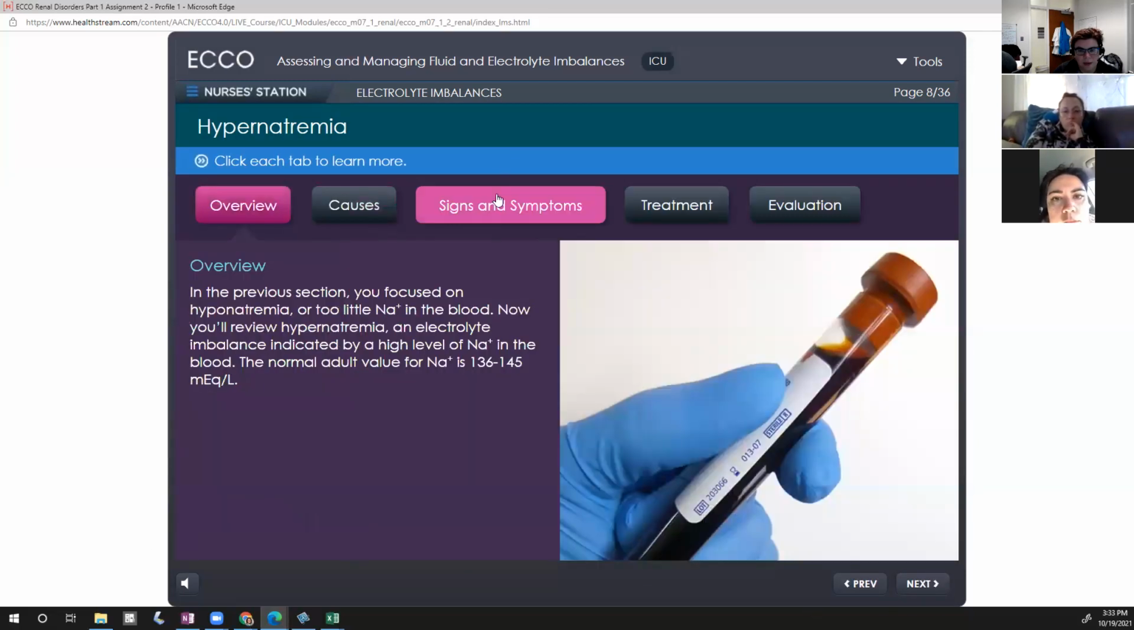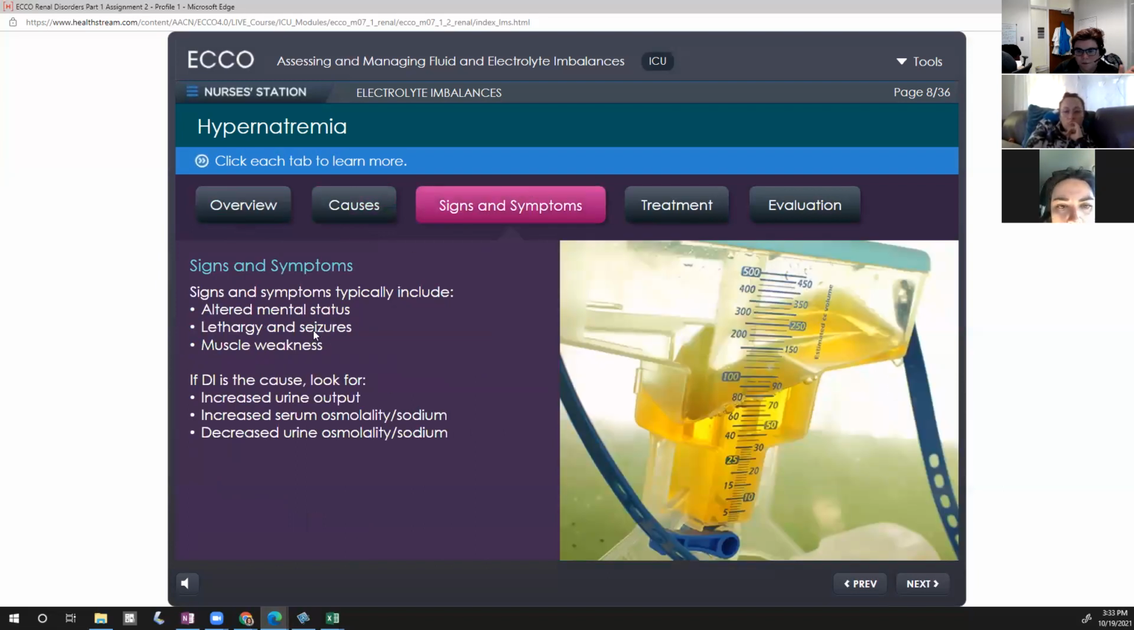Back here just for a second. And so since water follows sodium, you're going to see altered mental status, seizures, muscle weakness, and then for DI, of course, diabetes means urine, so increased urine output, increased or decreased OSM, depending on whether we're talking about serum versus urine.